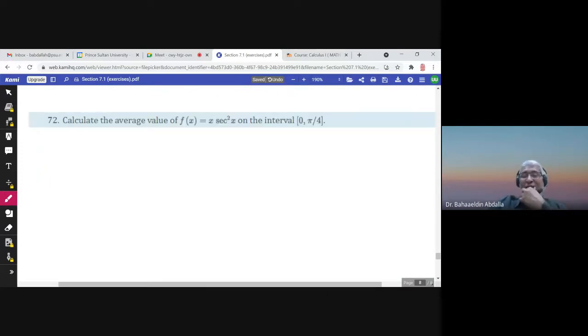Calculate the average value of this function on the interval. Well, we know that the average by definition is 1 over b minus a, or pi over 4 minus 0, so it's just 1 over pi over 4, integral from 0 to pi over 4 of f of x, which is x secant square x dx. Well, how to find this integral? We use integration by parts.